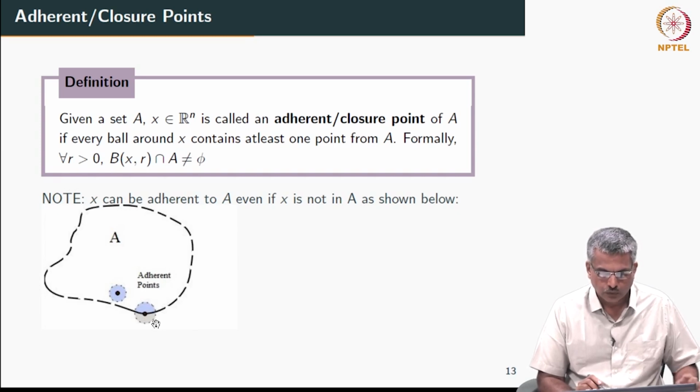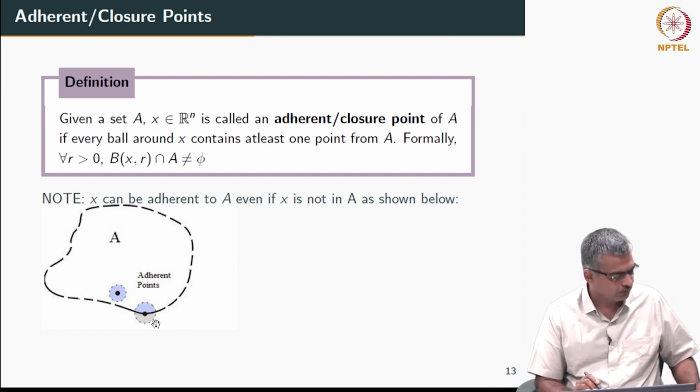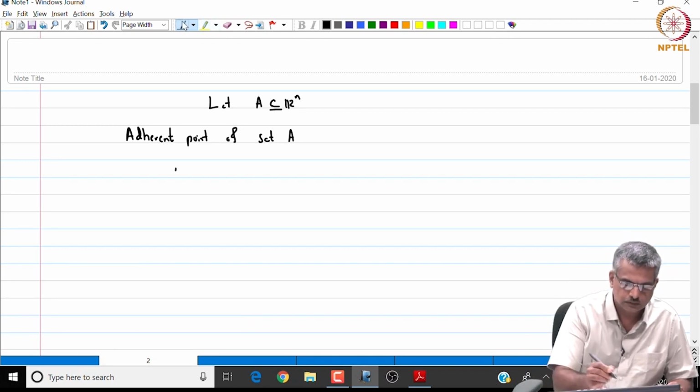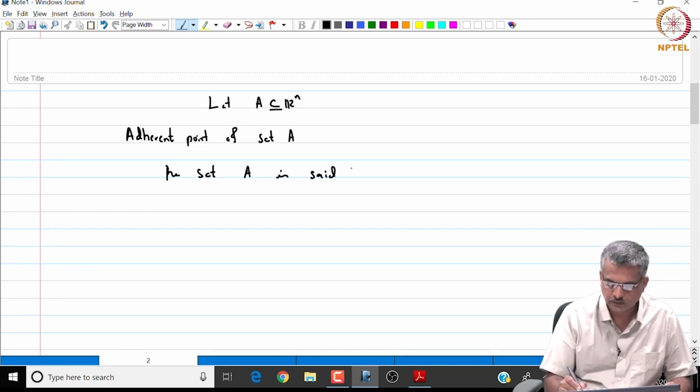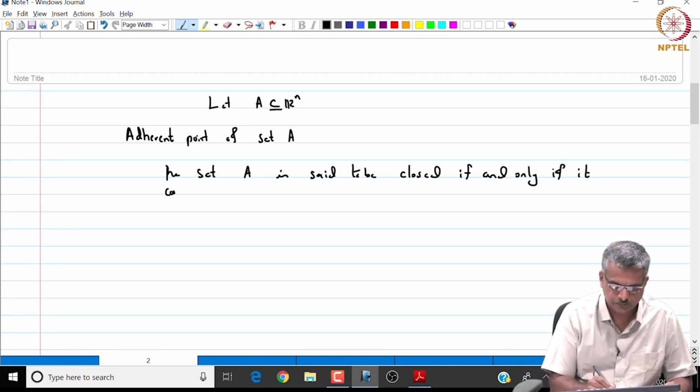Now, once we know the notion of an adherent point, we can define the notion of a closed set. The set A is said to be closed if and only if it contains all its adherent points.